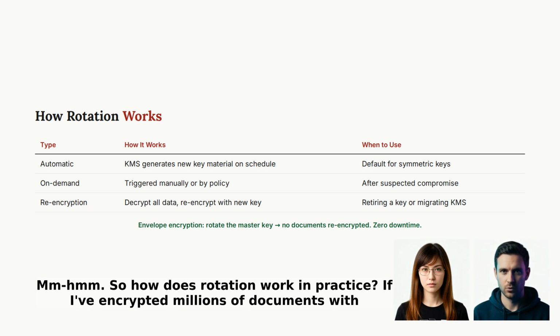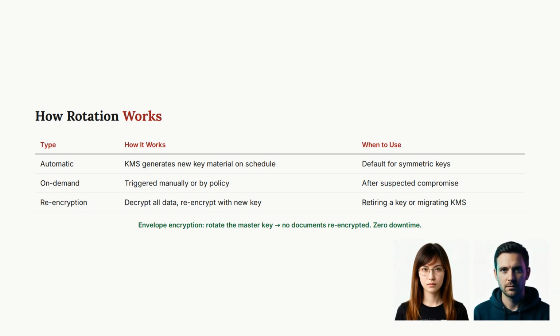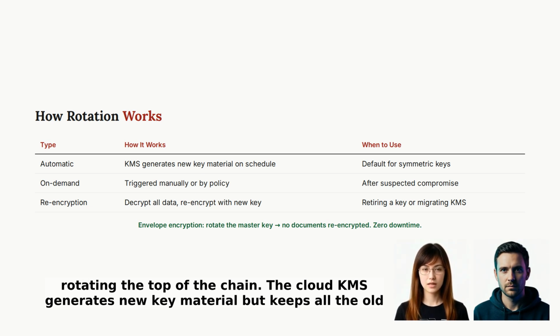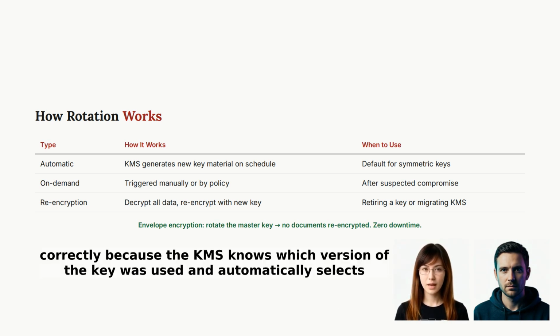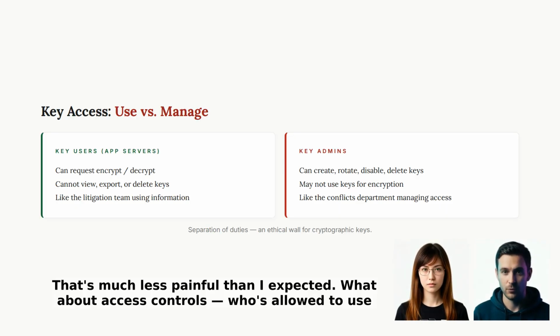So how does rotation work in practice? If I've encrypted millions of documents with one key, do I need to decrypt and re-encrypt everything? This is the elegant part of envelope encryption. When you rotate the master key, you're only rotating the top of the chain. The cloud KMS generates new key material, but keeps all the old versions. Any new encryption uses the new material. Any old ciphertext still decrypts correctly, because the KMS knows which version of the key was used and automatically selects it. You don't touch a single document. The rotation is invisible to your application. That's much less painful than I expected.